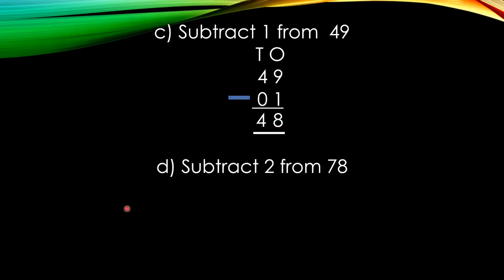Now in D part, subtract 2 from 78. So here again first of all we will write places, ones and tens. 78 first we will write. Then how we will write 2? That is 02. Okay. Then we have to put the minus sign. Now we will start from our ones place.